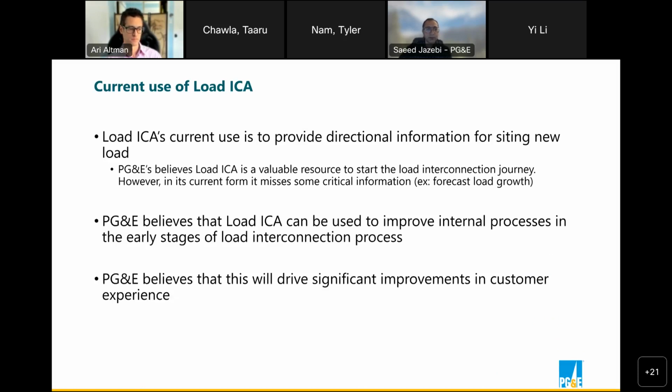So load ICA's current use is to provide directional information for siting new load.